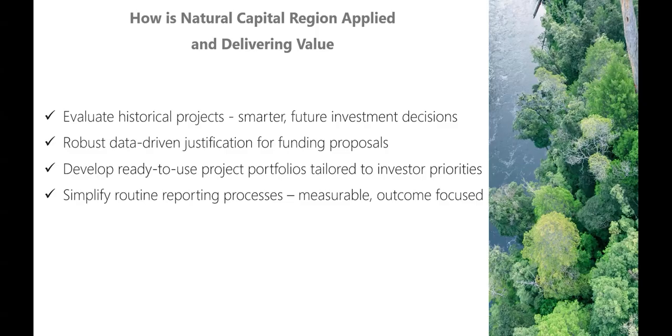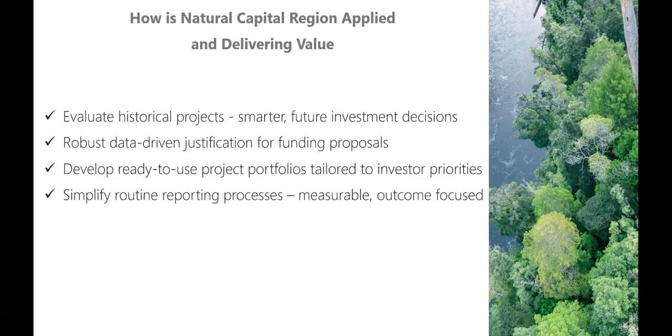The second one is to strengthen proposals. So you might have written a document and said, I believe this is going to have a high biodiversity outcome, but this allows you then to have data-driven justification for that proposal. And it's only one line of evidence, of course. It's not the only one, but this will give more weight to your proposal. And I'll give an example of that as well.